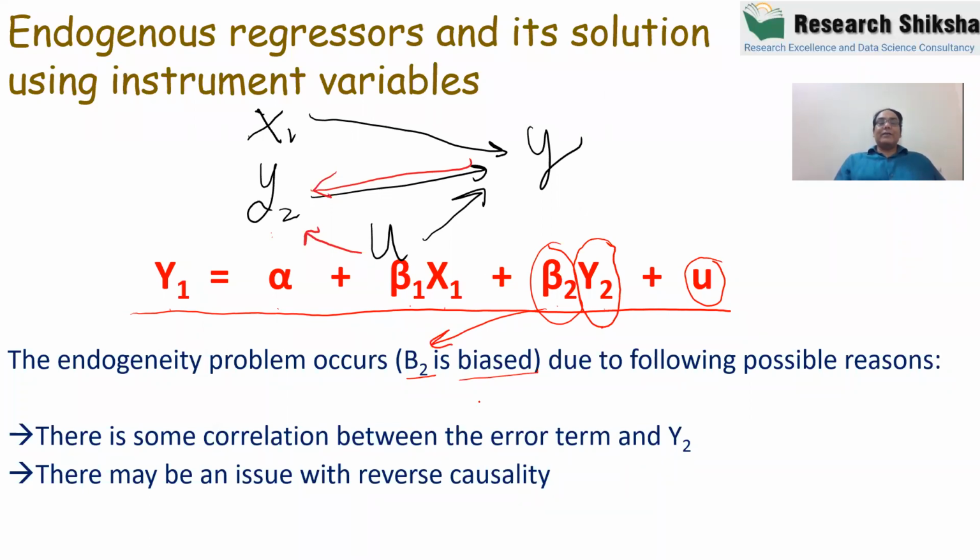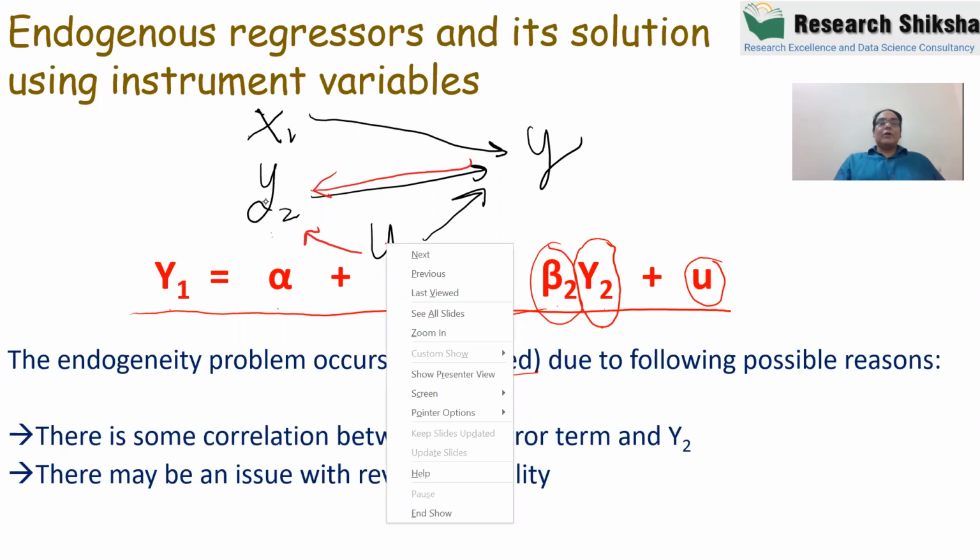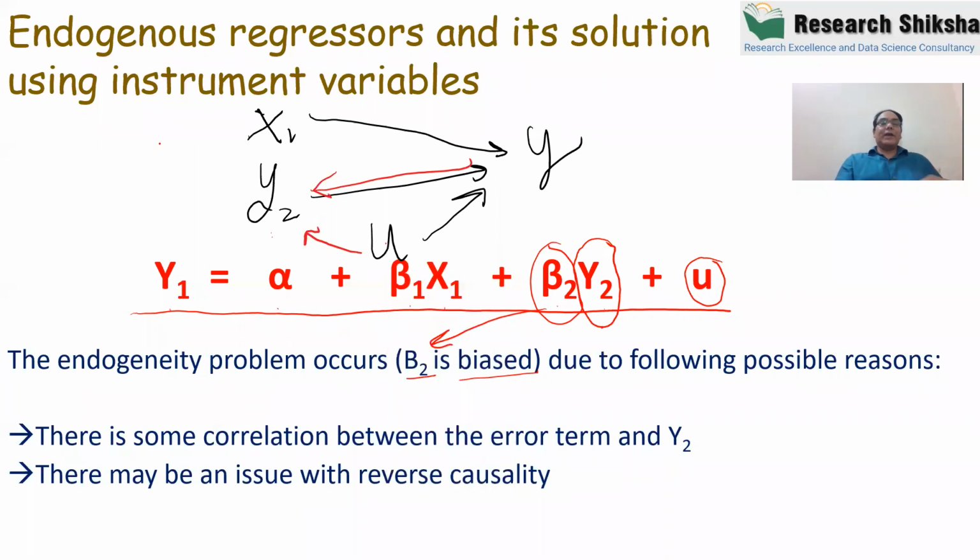Why? Because ideally, according to the assumption, the error term should not be correlated with any of the independent variables. These variables are independent or exogenous, so we assume that these variables are exogenous and the error term should not be correlated with any of them. But what will happen when the error term is found to be correlated with any one of the independent variables?